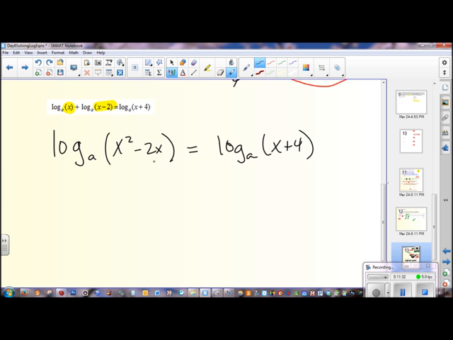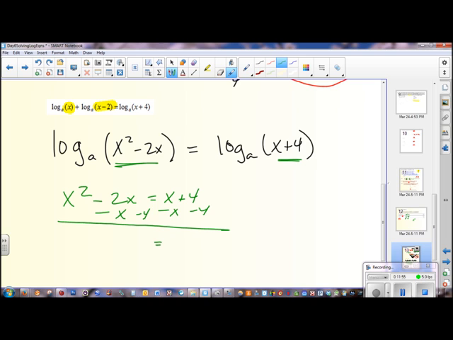Okay, we've got a true equals in between these two, so the only way to force these to be true is if I force the two arguments to be equal to each other. X squared minus 2x equals x plus 4, and now you see a quadratic equation developing out of this. I'll subtract x and subtract 4 from both sides, which will leave me with x squared minus 3x minus 4 is equal to 0.